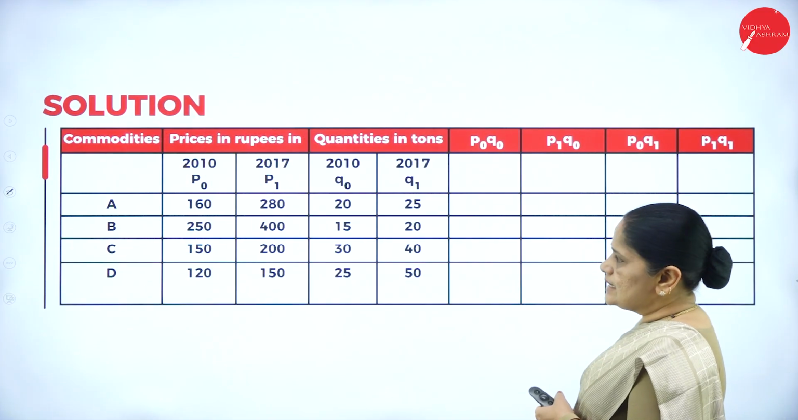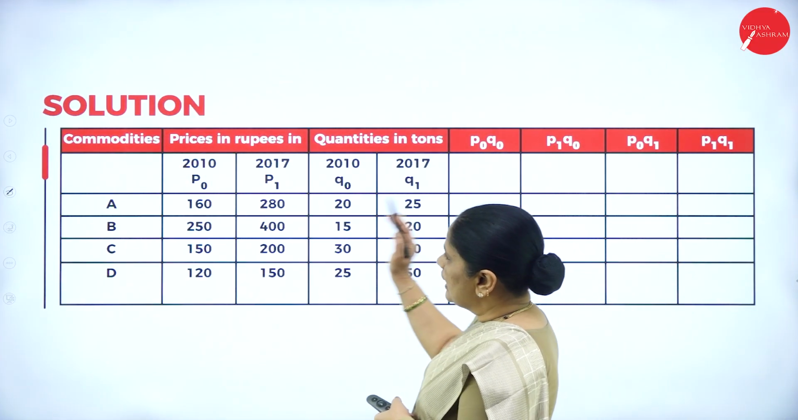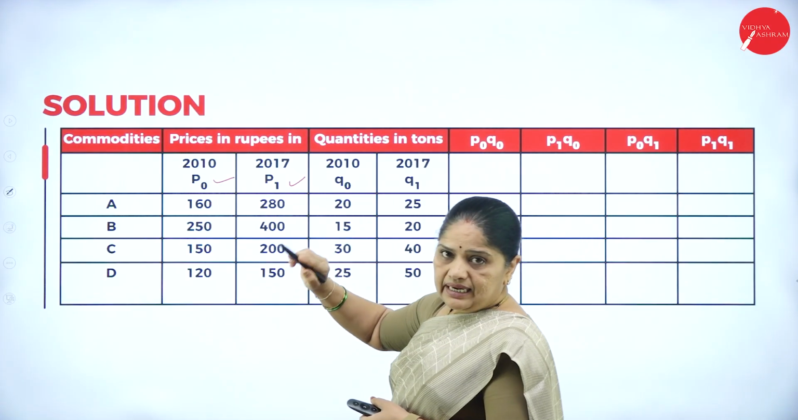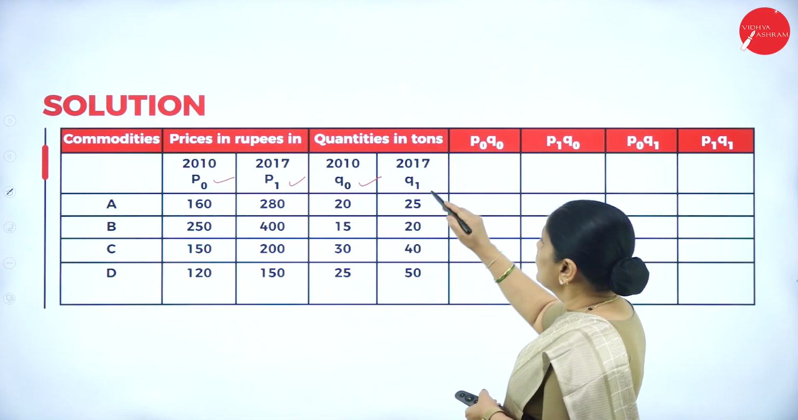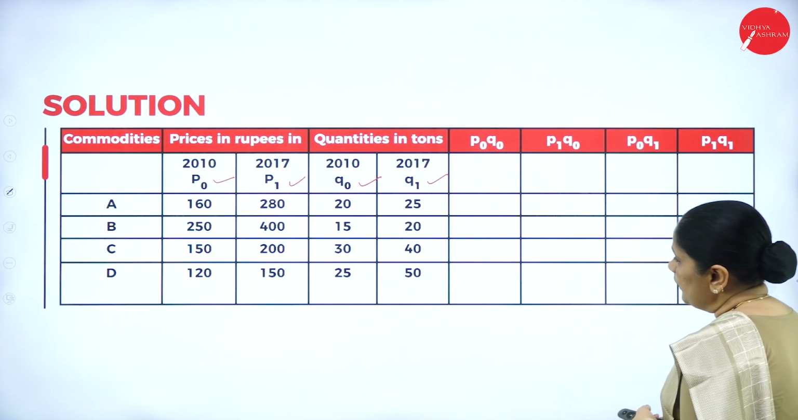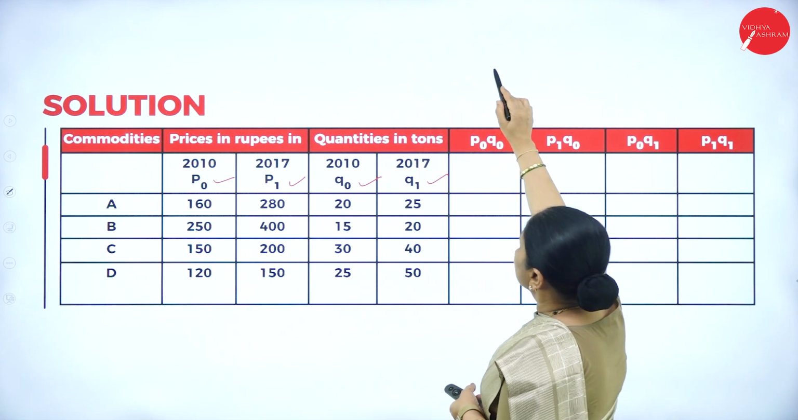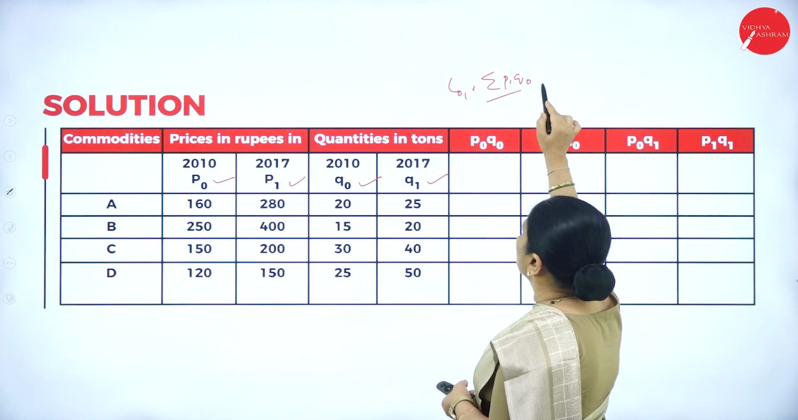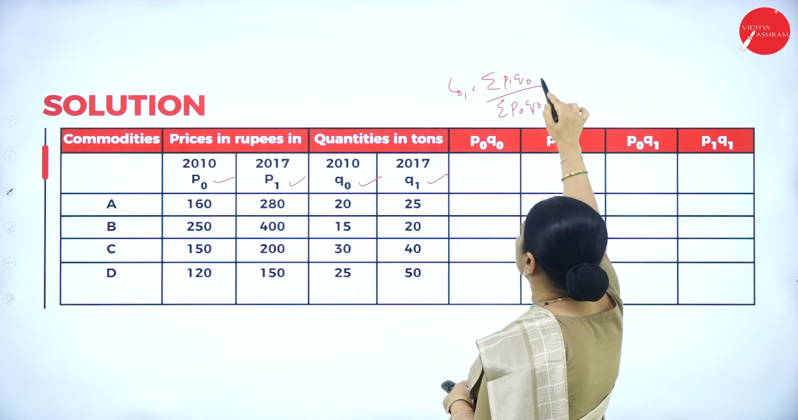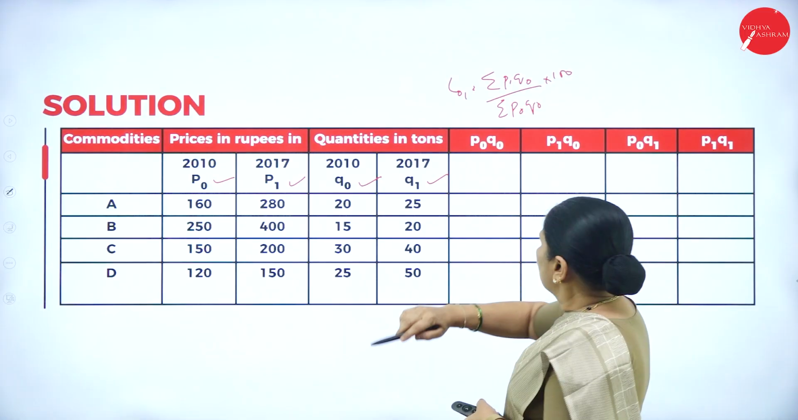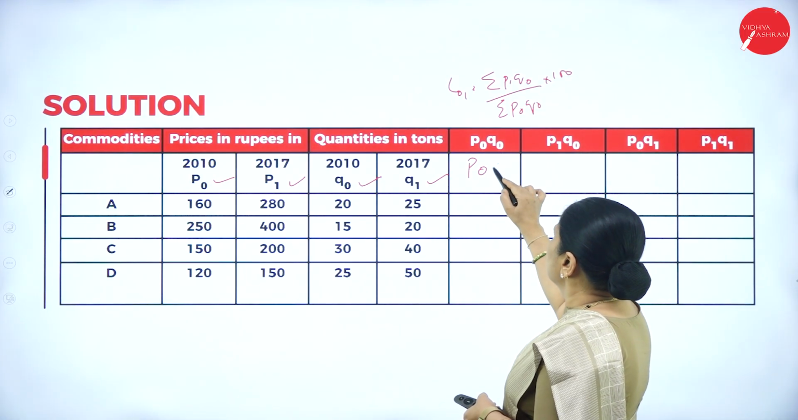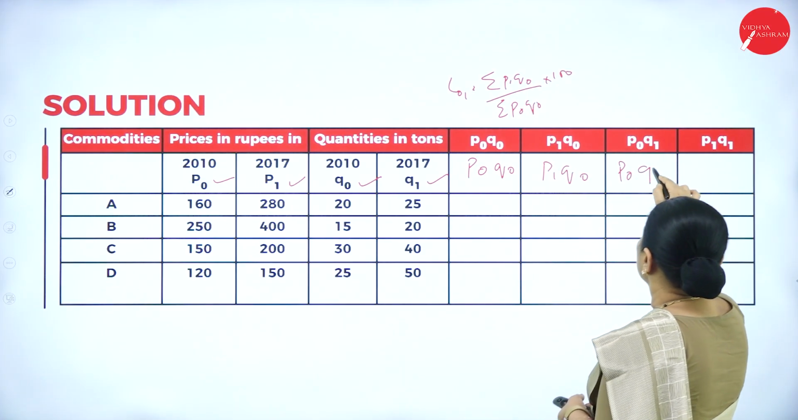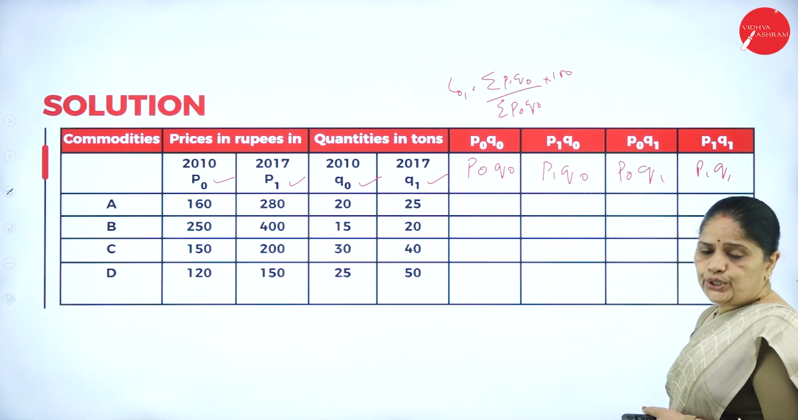Now, when we go for the solution for this, again we'll have to have the table here, and this is the price in the base year, prices in the current year, quantity of the base year, quantity of the current year. Now, what is the formula for Laspeyres? Laspeyres' formula says L01 equals summation P1 Q0 divided by summation P0 Q0 into 100. So, what do we need here? P0 Q0, P1 Q0, P0 Q1, P1 Q1.